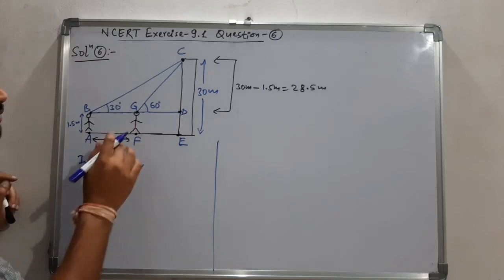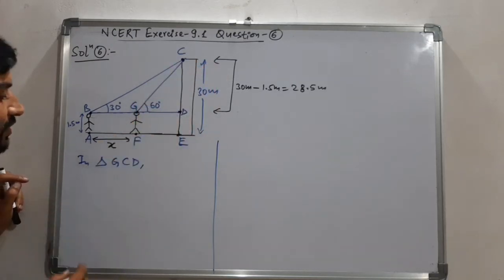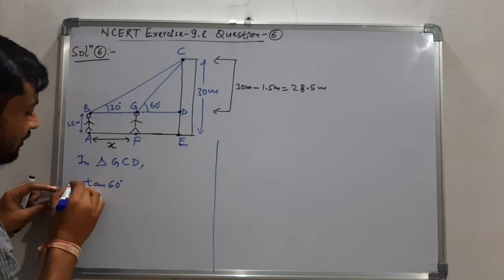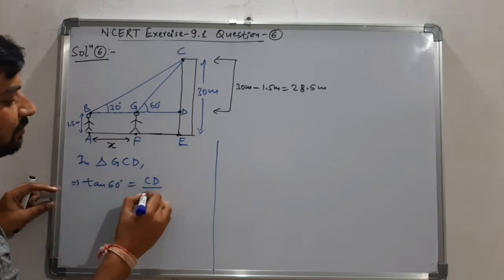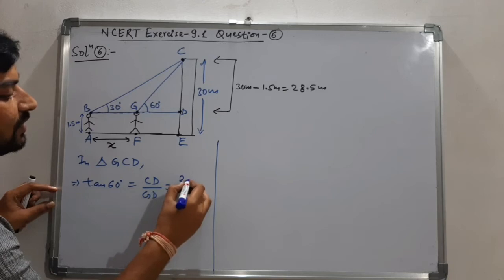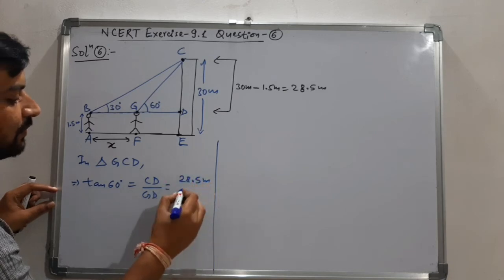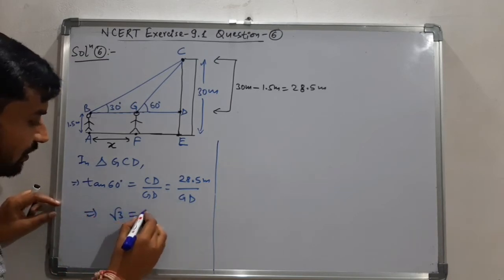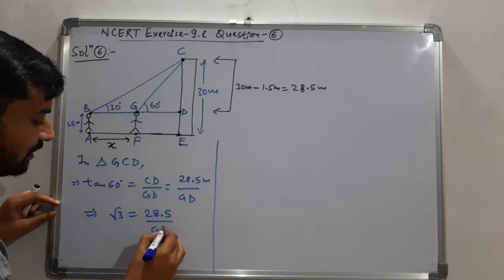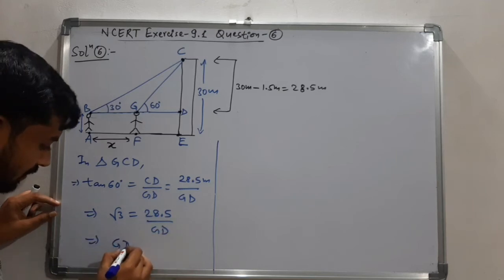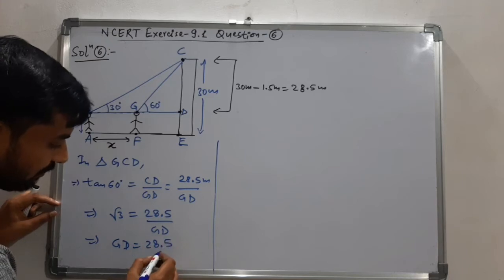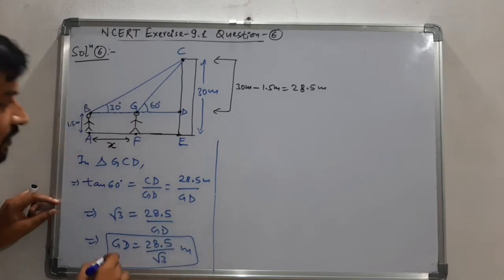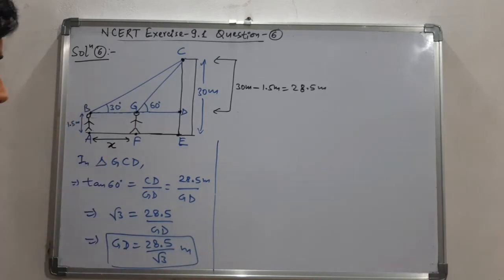Here if we look at the situation, the CD is perpendicular and GD is the base. So perpendicular upon base is tan. So tan 60 here, perpendicular is CD and base is GD. CD is 28.5 meters, which we calculated. GD we don't know. So from here tan 60 is root 3. So this value of GD is coming out to be 28.5 upon root 3 meter. This is the value of GD which we will use in the next part of the same question.